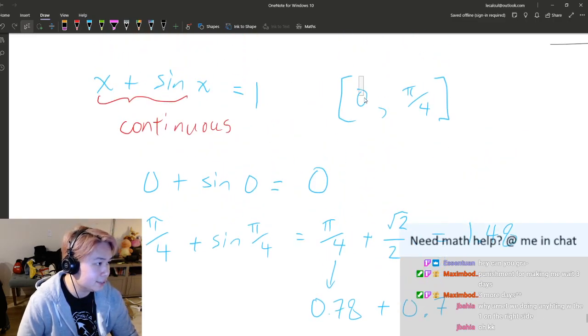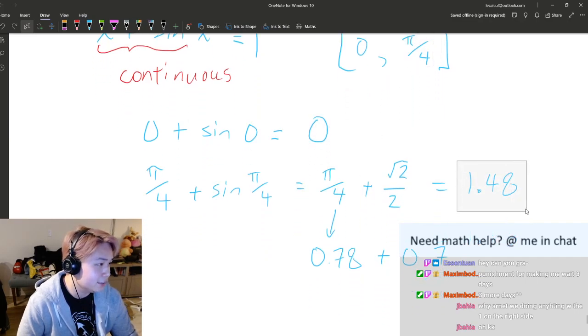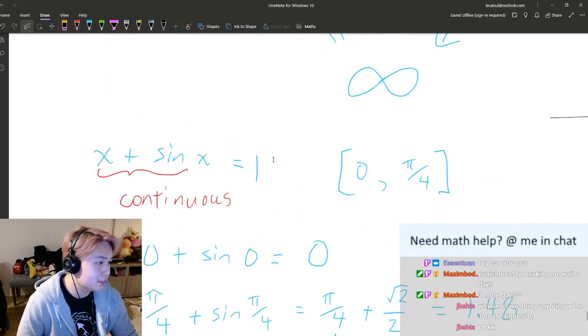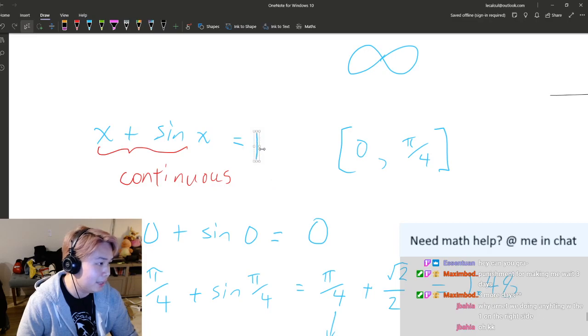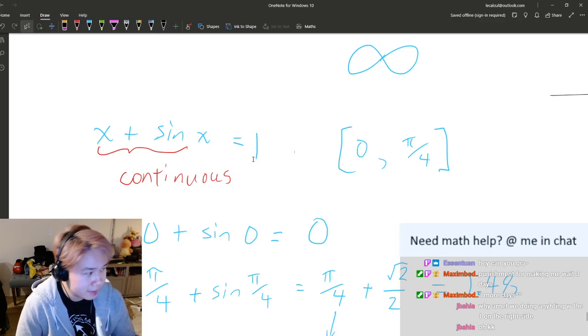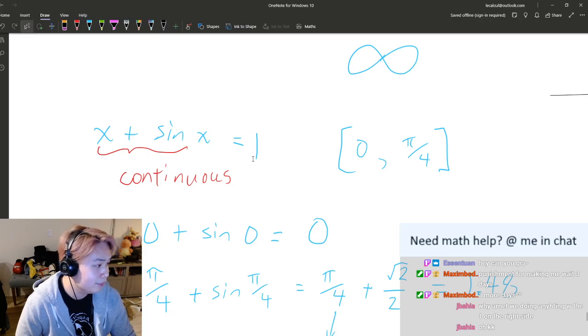So because at 0, you have a value of 0, and at pi over 4, you have a value of 1.48, then by the intermediate value theorem, there is going to exist some x value, some time, that you will be at 1. You don't know when it is or where it is, but you do know that it has to be there because of the intermediate value theorem. So does that make sense?